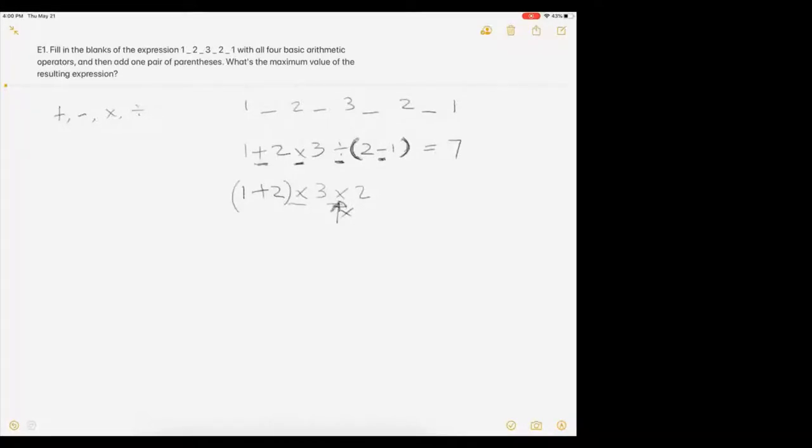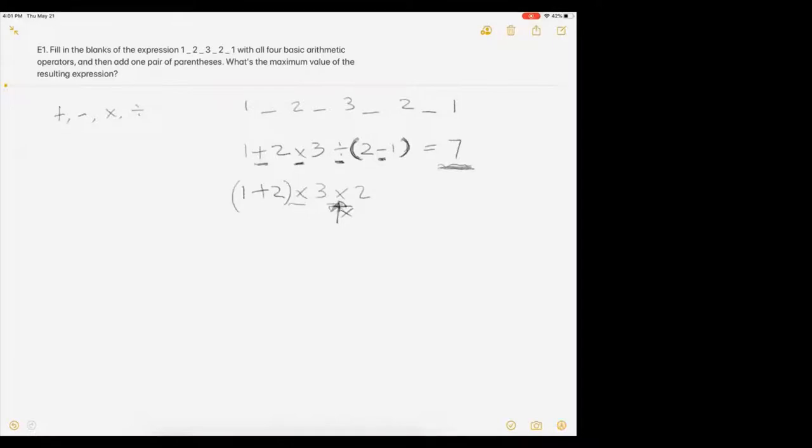All right, now you can mute yourself. I want to hear if there are others who get a higher number. Anyone else get a higher number than seven? Again, you cannot put in duplicated operators, because there are only four blanks and you have to put in all four basic arithmetic operators. So this is not allowed. Anyone else who had a different way to come up with 7?